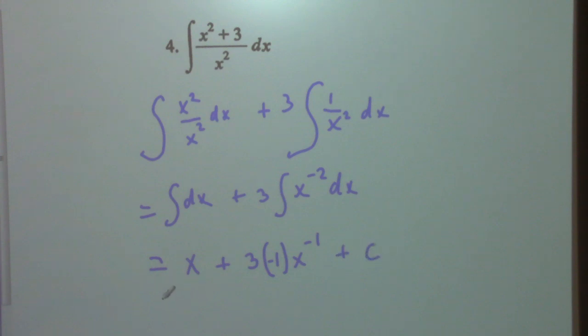And now we can just give our final answer. We have x, and we have minus 3 over x plus c. And so that's going to be our integrated, our final answer as far as we can go on that.